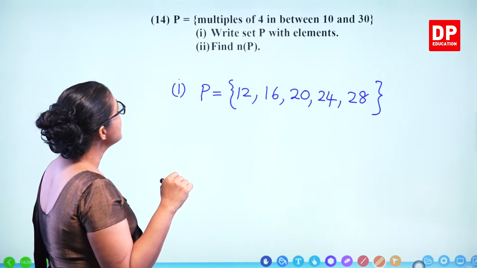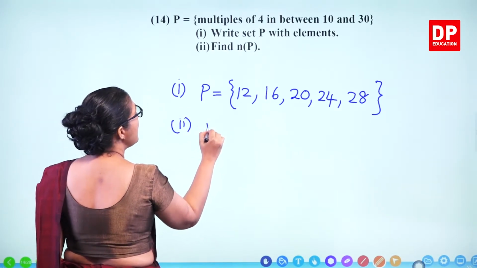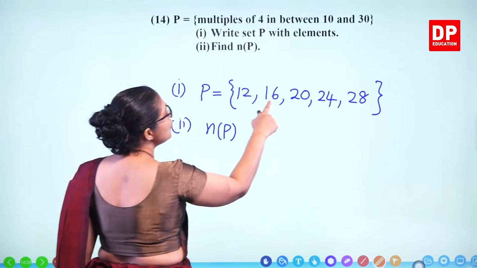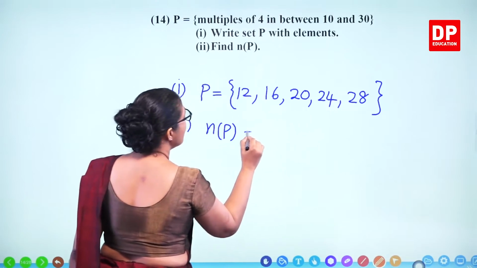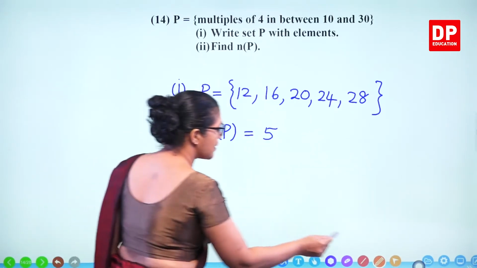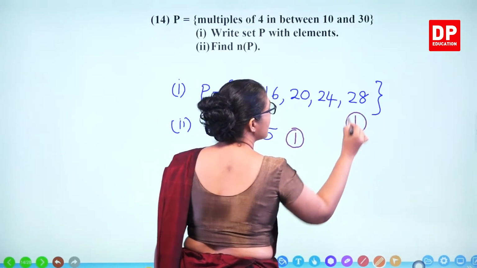So that's the set notation with elements. And find n(P). n(P) means number of elements in P. 1, 2, 3, 4, 5. So n(P) equals 5. So 2 marks. 1 mark here and 1 mark.